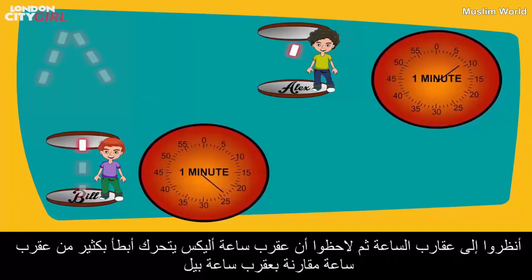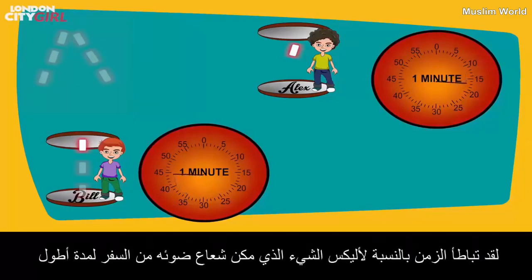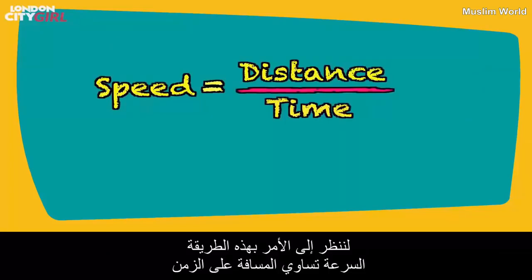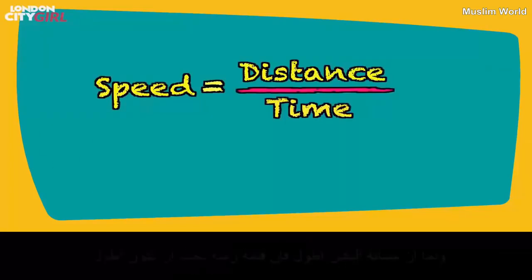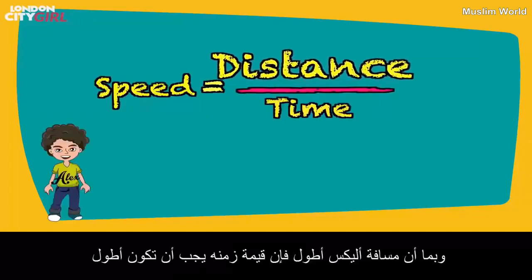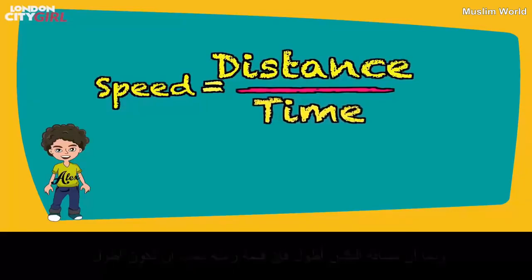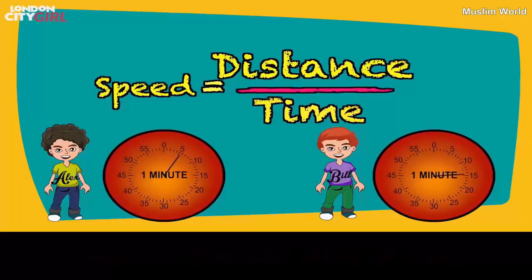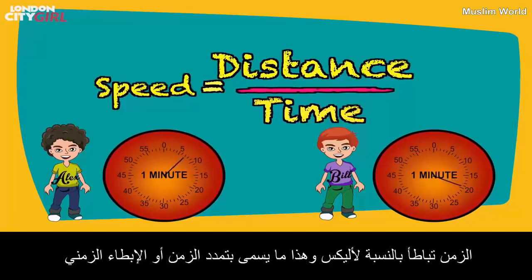Look at the clock hand. Notice how Alex's clock hand is moving much more slowly compared to Bill's. Time for Alex has slowed, which allows his light beam to travel a greater distance. Look at it this way. Speed equals distance divided by time. As Alex's distance is more, the value of his time must be more. Or rather, Alex's 1 minute actually turns out to be longer than Bill's 1 minute when you compare the two. Time has slowed down for Alex. This is called time dilation.